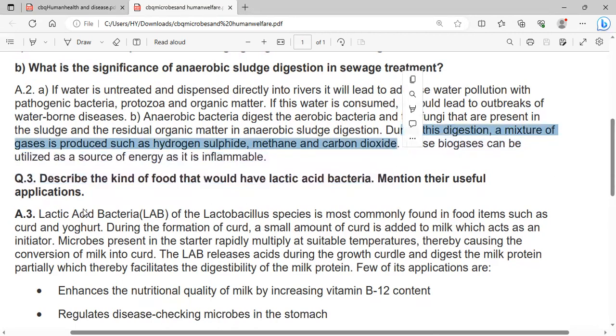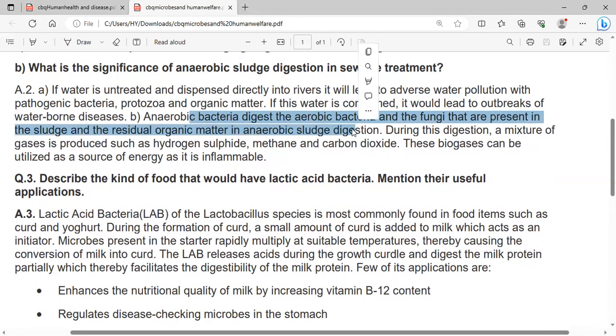So biogases are produced by these. So this is the significance that we can produce hydrogen gas, methane, carbon dioxide, biogas, because anaerobic bacteria can digest the aerobic bacteria and fungi.